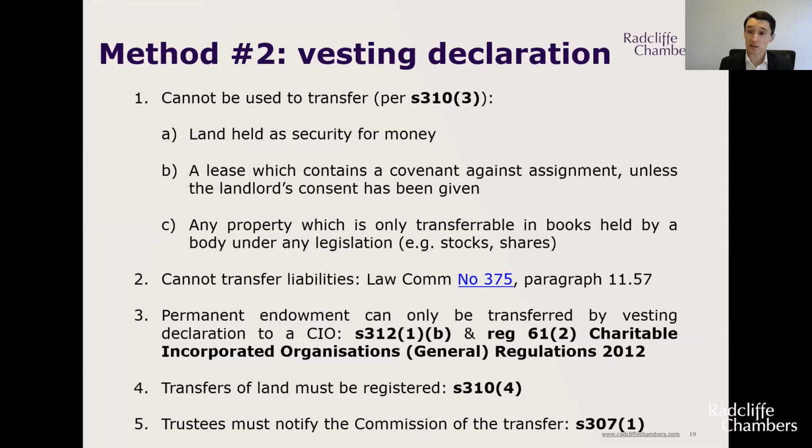Section 307 technically says that charity trustees may notify the Commission after the transfer, but the Commission's guidance confirms that they will accept a conditional notification before the transfer has even happened, so that on the day the assets are transferred, you can ring up the Commission, tell them it's completed, and the registration takes effect on the day the assets are transferred.